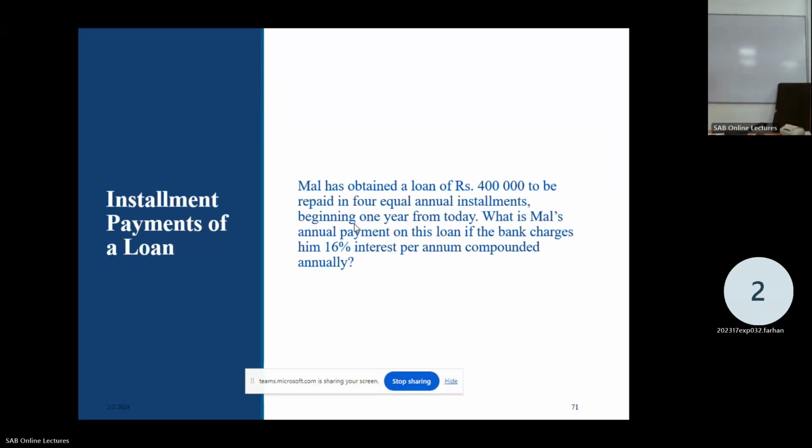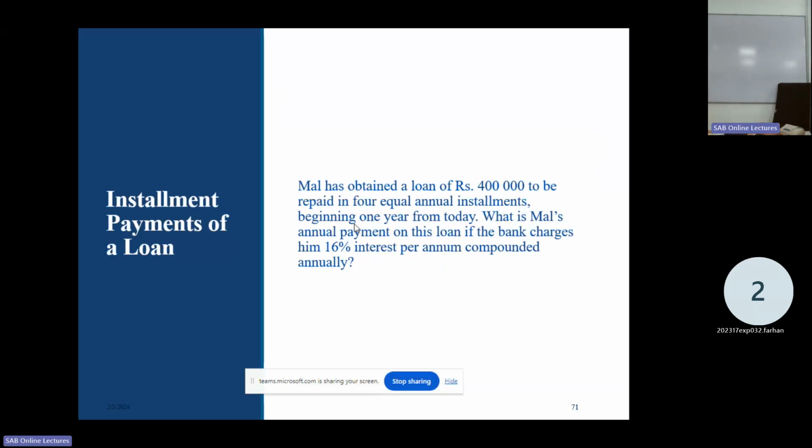Mal has obtained a bank loan valued at 400,000 to be repaid in 4 equal annual installments beginning 1 year from today. So you calculate what is the annual installment of this loan. Then we are going to construct the amortization schedule for this loan.